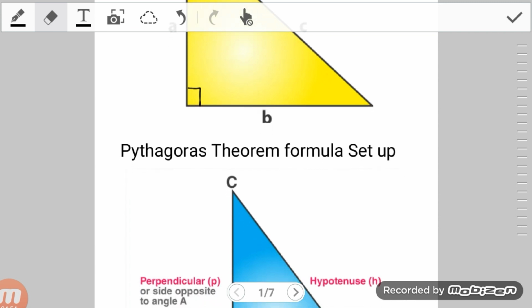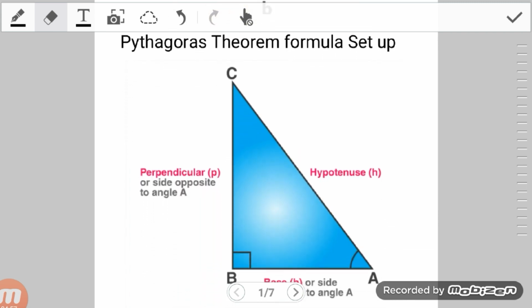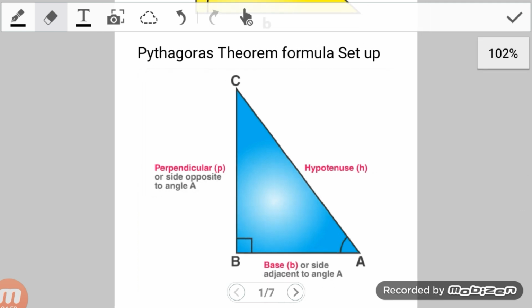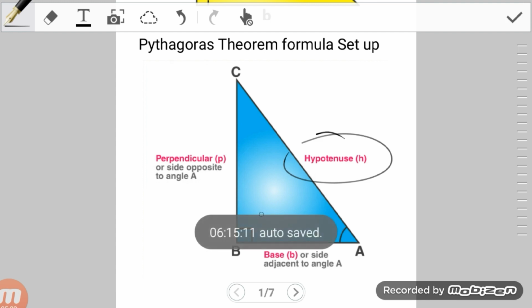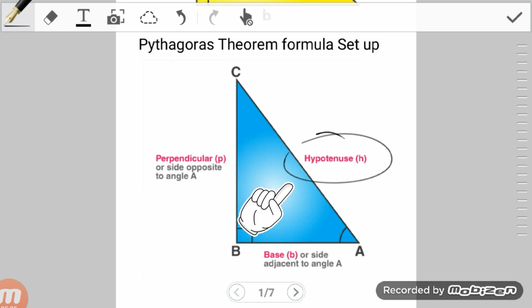Now, just to be a little bit more specific here, as we scroll up, we're going to be looking at this diagram where we are now seeing that this slant side is known as the hypotenuse, which we usually label with the letter h. That particular side is usually identified easily because it always appears opposite to the 90-degree angle. So you cannot miss that side.